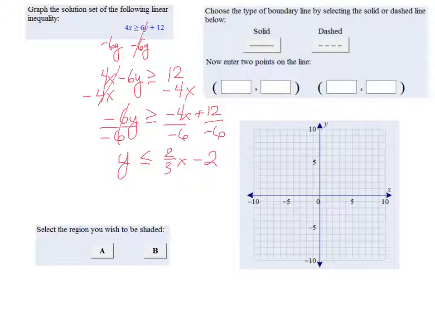I'm going to come over here and graph that. My y-intercept is negative 2, and then I'm going to count my rise and run. So rise 2, run 3 would get me here. Rise another 2, run 3. Put as many of them in there as you want.